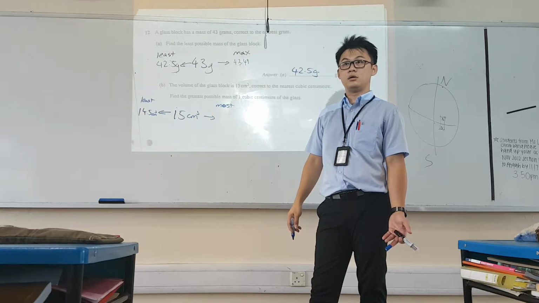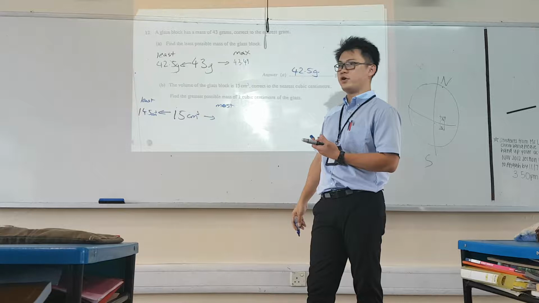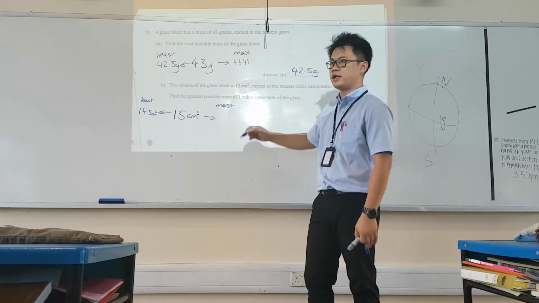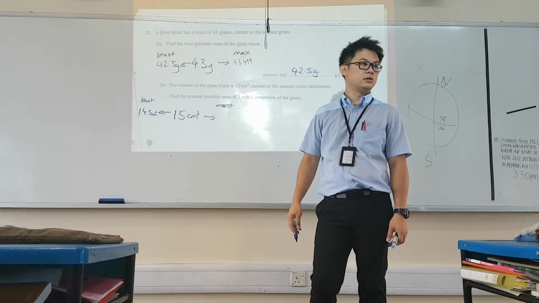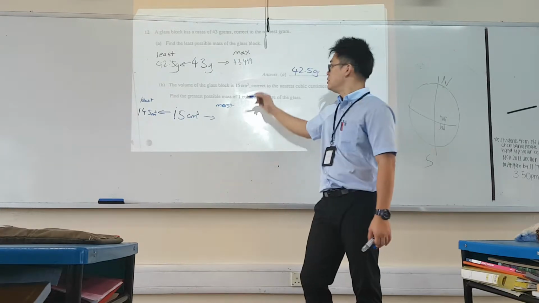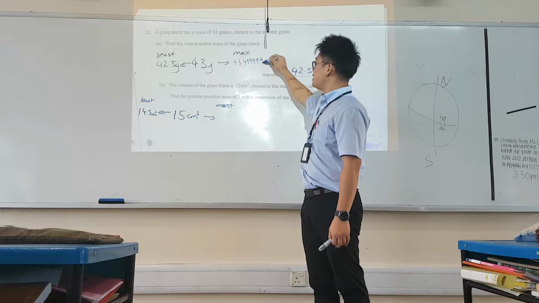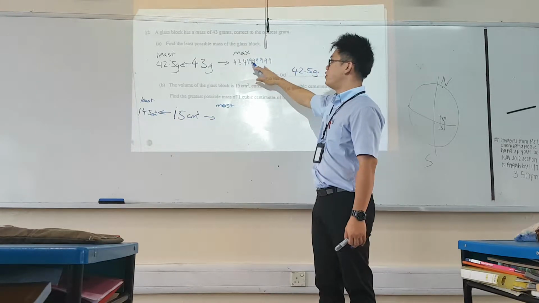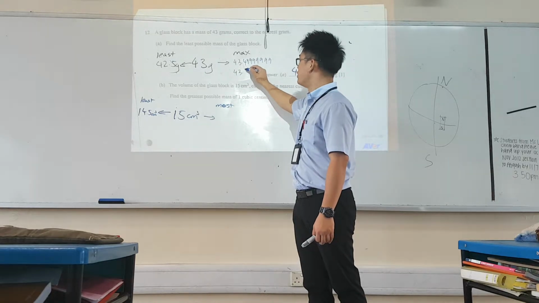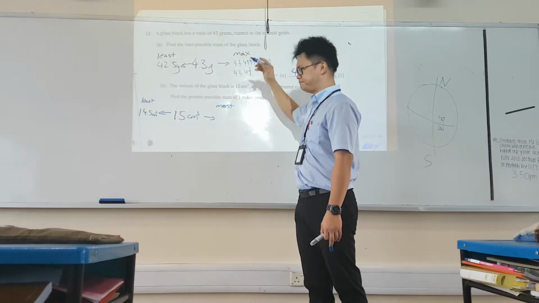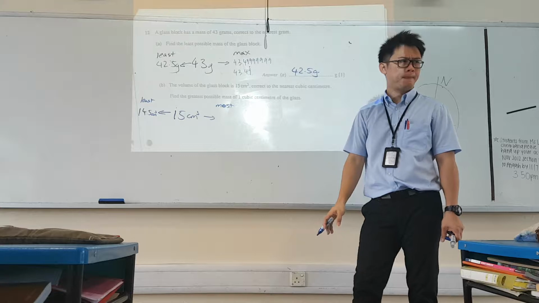Is 43.49 the largest? It's not the largest. I can put another 9, it will be larger. In fact, the largest is 43.499999 recurring, right? So it's actually 43.49 recurring. Is it okay?